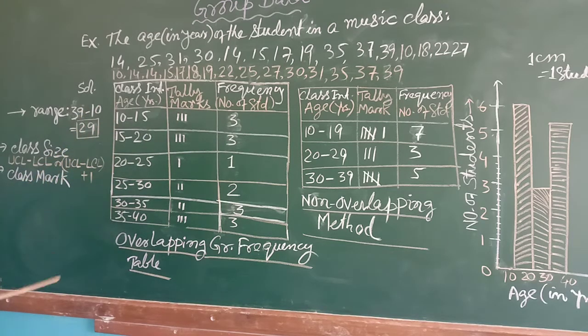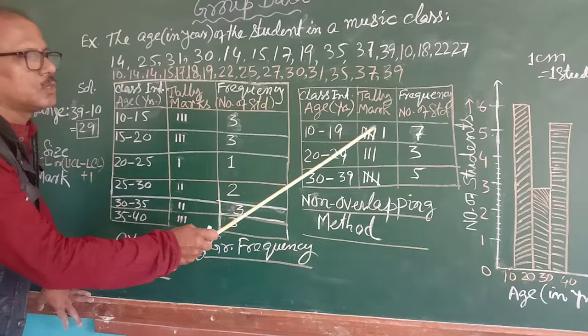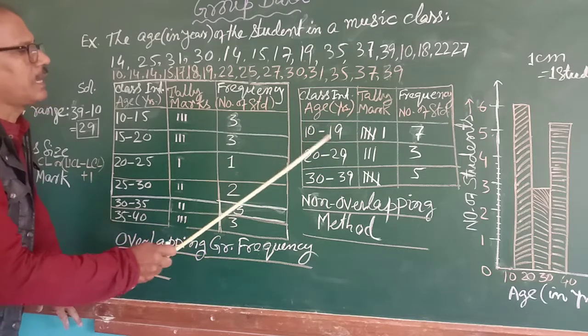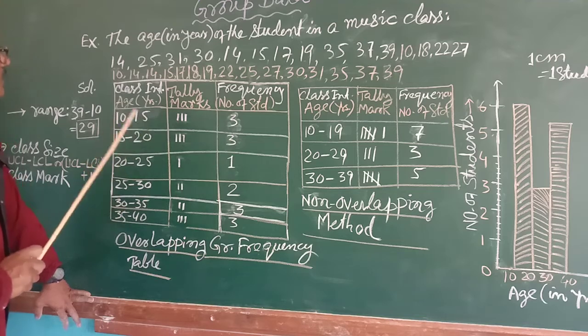Now the class mark is the mid value of each group. Here it is 2 divided by 2, and 10 minus 9 divided by 2, which is 4.5. Could you understand? In this case, what will be the class mark?